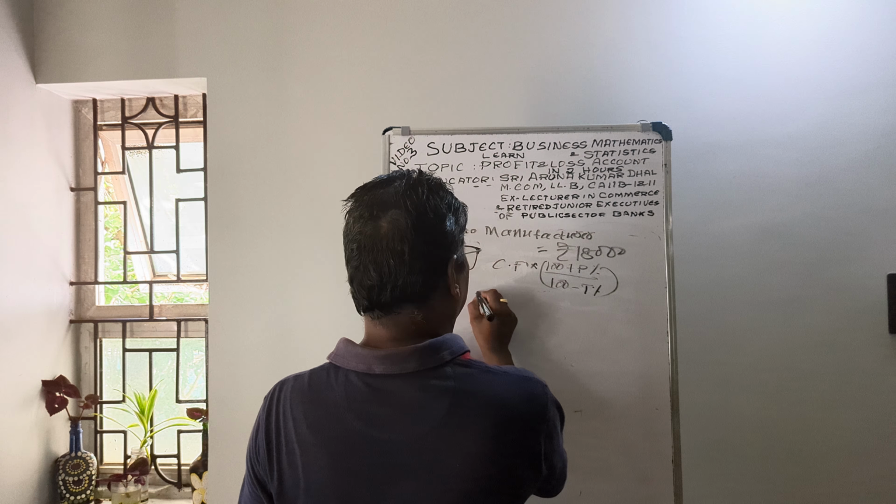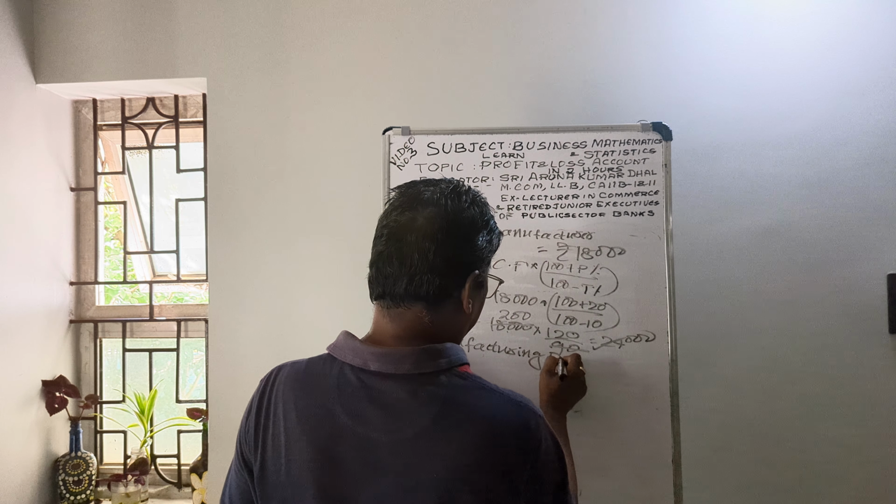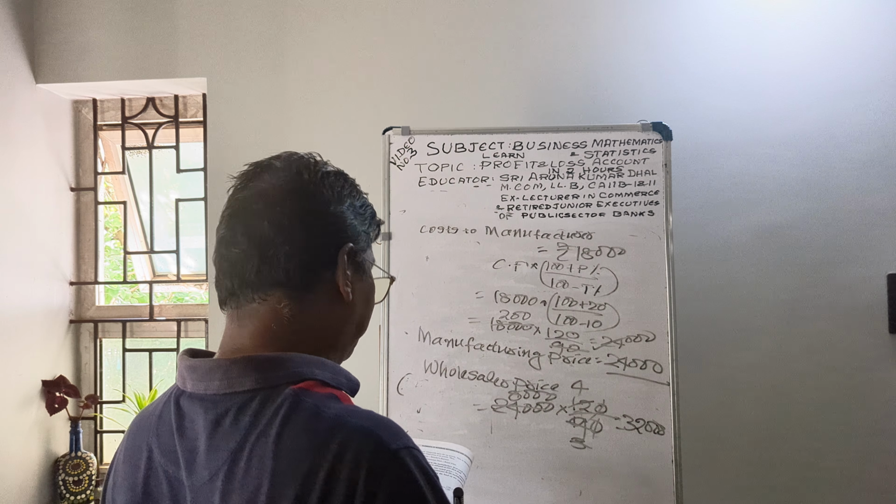That is the cost of the manufacturer. That is the manufacturing price. You can write here manufacturing price. The sales price of the manufacturer is the cost price of the retailer, wholesaler. Then again the wholesaler price. The cost price to him is 24,000 into 100 plus profit 20, means 120, divided by 100 minus 10 trade discount, means 90. So 8,000 into 4. So it is 32,000. So first the manufacturer price is 24,000 and the wholesaler price is 32,000.